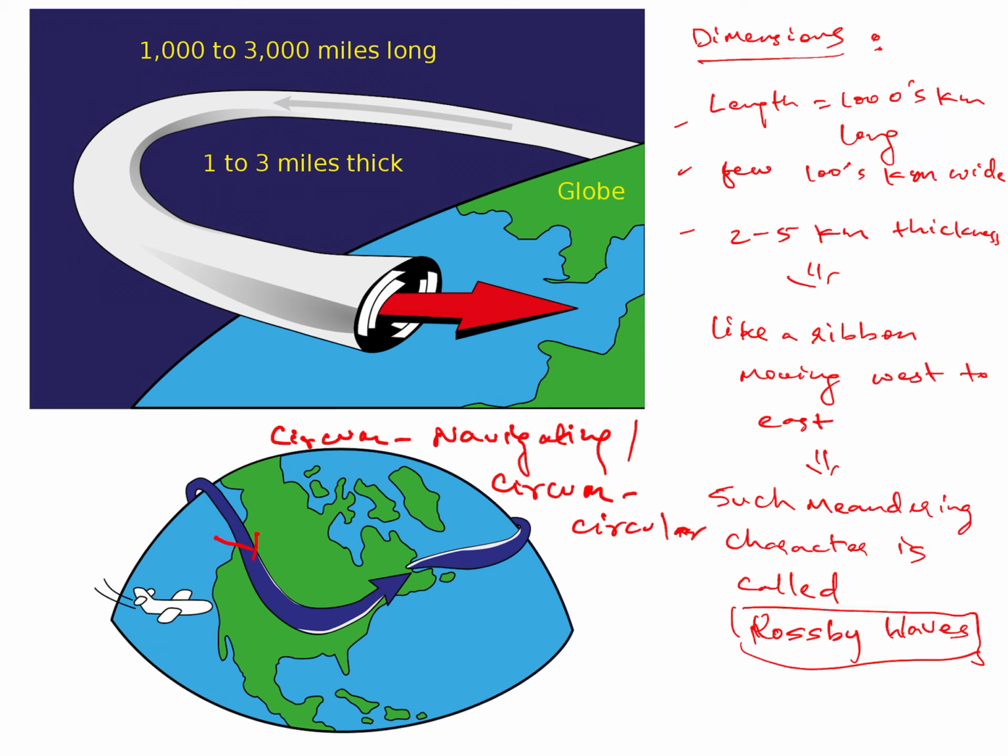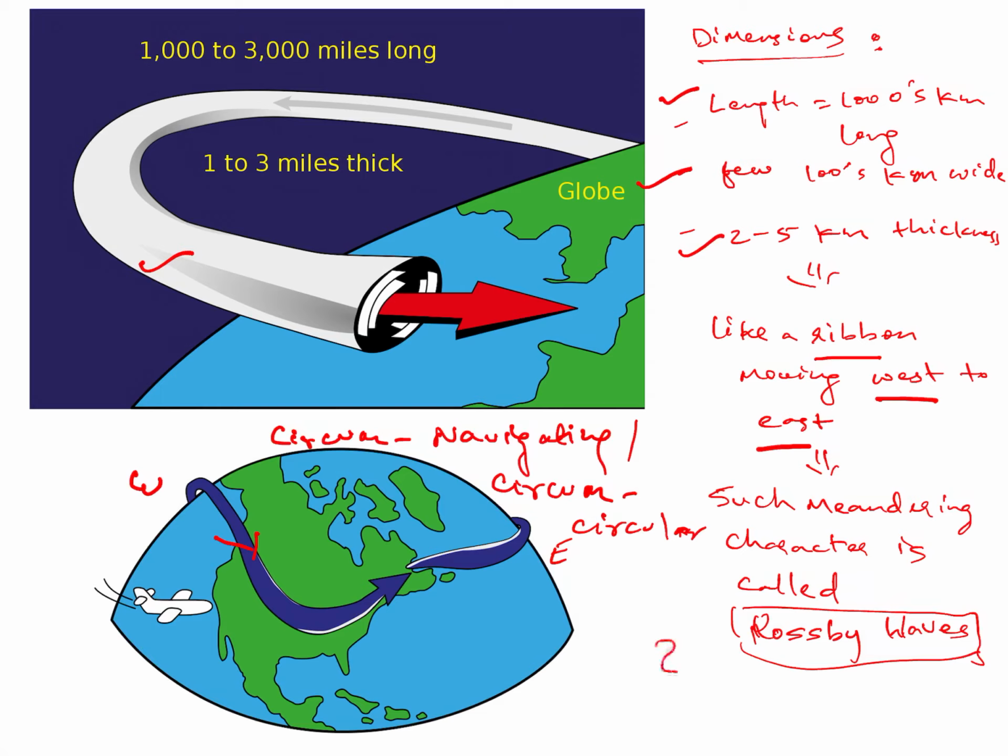And what is the direction of the flow? From west to east they are covering. So what is the dimension of it? It is very long, thousands of kilometers in length, a few hundred kilometers wide, and 2 to 5 kilometers in thickness. So it appears like a ribbon which is moving from west to east, which you can see from this sketch. Such meandering character is providing the Rossby wave.